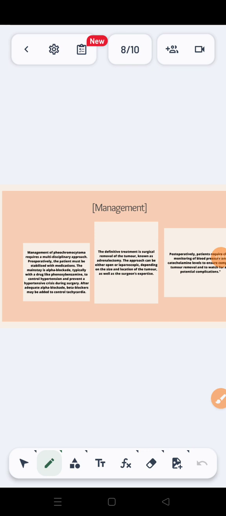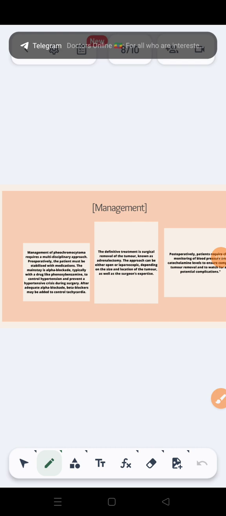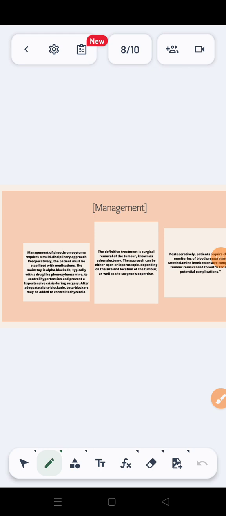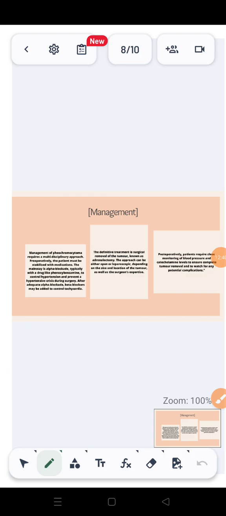The definitive treatment is surgical removal of the tumor, known as adrenalectomy. The approach can be either open or laparoscopic depending on the size and location of the tumor as well as the surgeon's expertise. So the definitive treatment is removing the adrenal gland. So let's move forward.